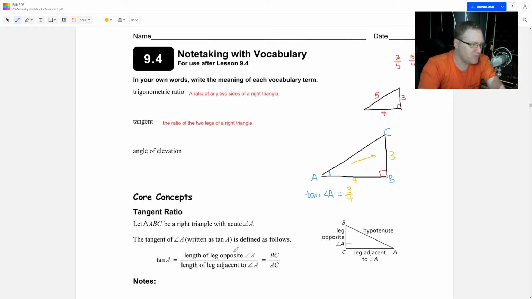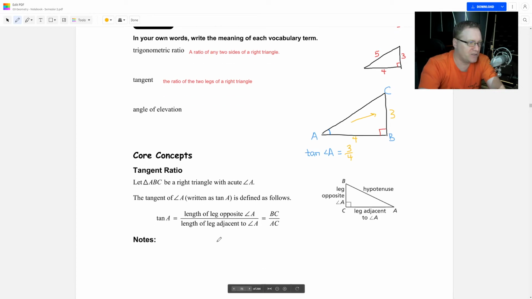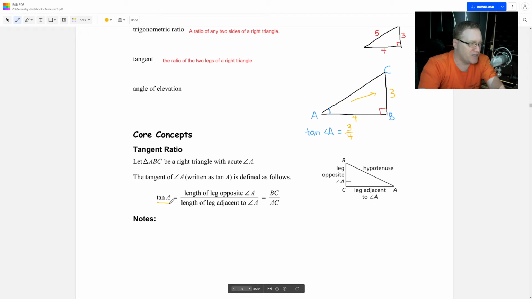All right? And it says that right here. All right? Let's look down here. It says the tangent of angle A is always the length of the leg opposite on top, and then the length of the leg adjacent on bottom. All right, so 3 over 4. That's the tangent of angle A.